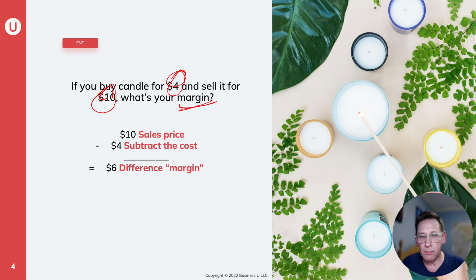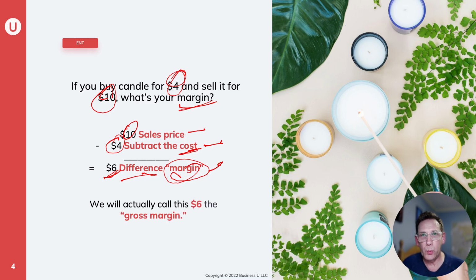So it's really pretty simple. You take your sales price, $10, minus your cost, that's $4. The difference, your margin, is $6. Okay, so that's your margin. Sales price minus your cost equals your margin. And in this particular case, in business we actually call this $6 your gross margin.